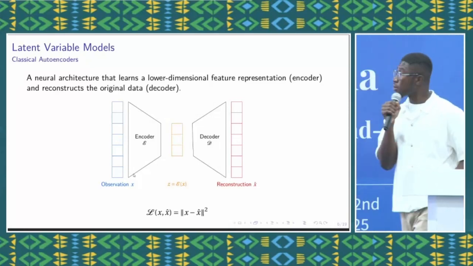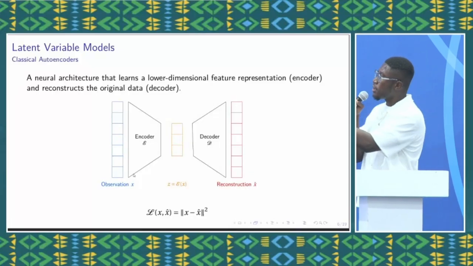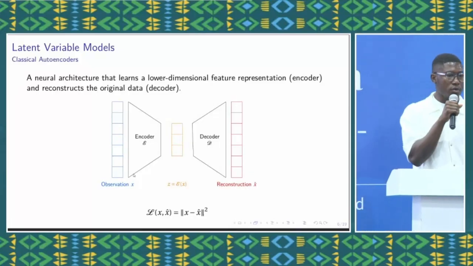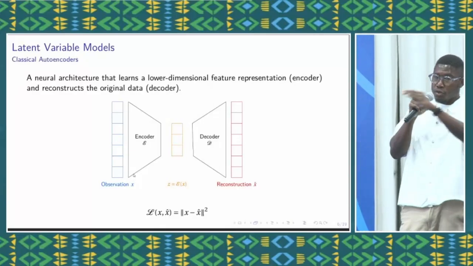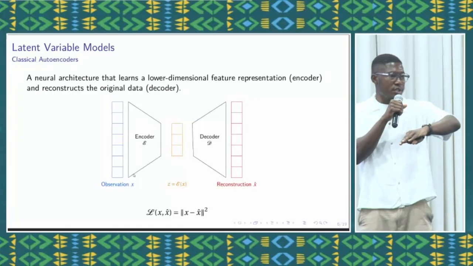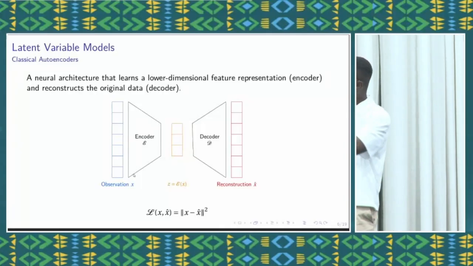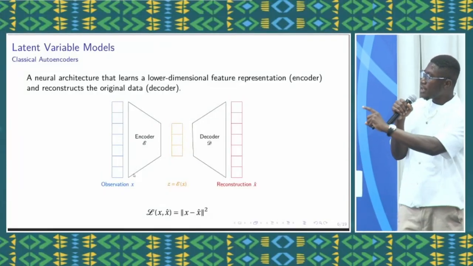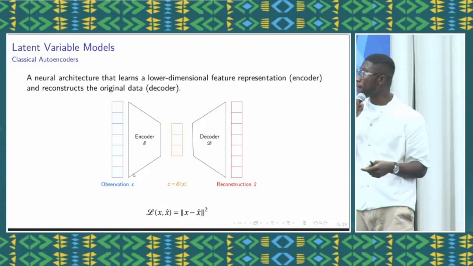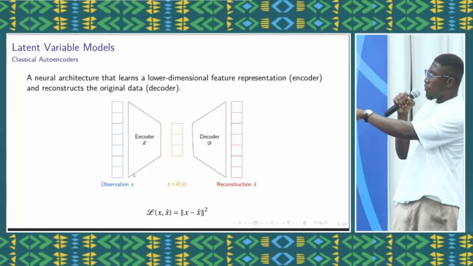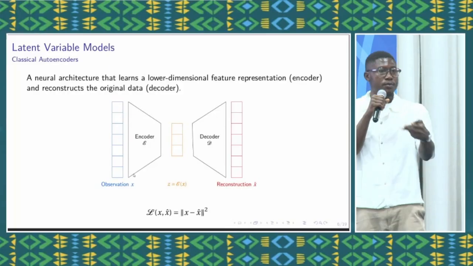So the first latent variable model is the VAE, but first let's start with a classic autoencoder. The goal of an autoencoder is to learn a lower dimension feature representation. We have a feature, and we need to learn a lower dimension representation. So the goal of the encoder is to reduce the dimension of the input, and the goal of the decoder is to reconstruct the input from the latent representation. So we can train with this loss, which says that the reconstruction is close to the input.